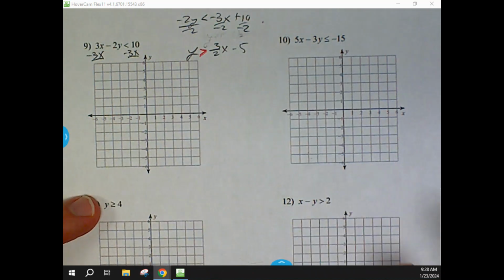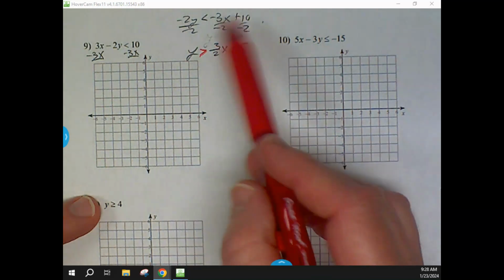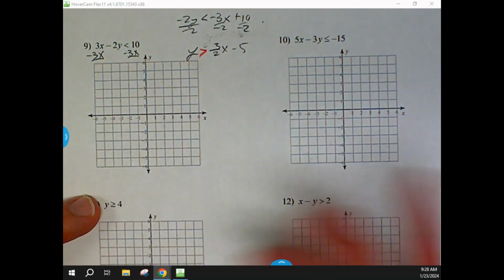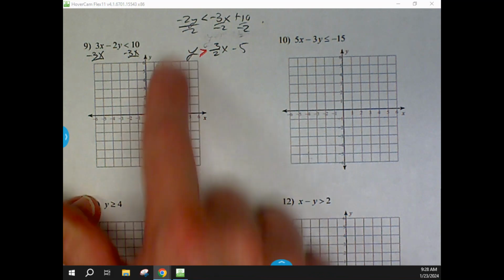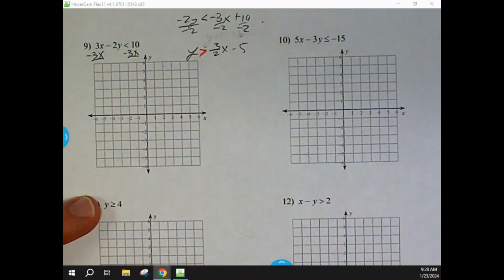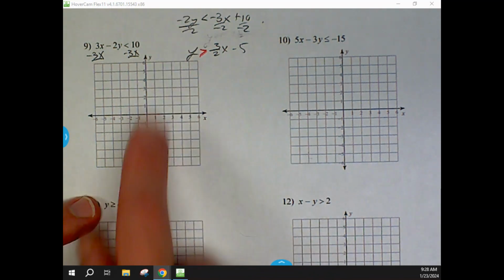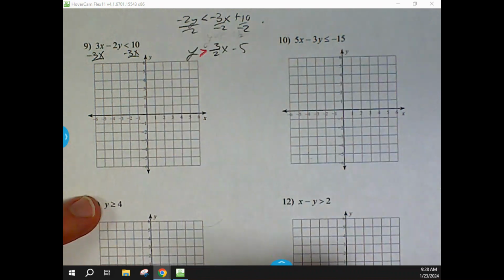Okay, and that was really the only big catch on that one, was just making sure that when you graph this one, that you switch that inequality on that part of it, because it's dividing by a negative. So again, adding, subtracting doesn't bother. It's just when you divide everything by a negative 2, that's when you got to flip that inequality.